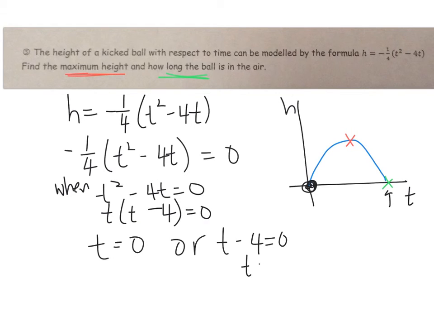I'm going to solve this equation, so t equals 4. And in this case, we're talking, I assume, about seconds. So it is after 4 seconds the ball is in the air. How long the ball's in the air, so it's 4 seconds. So this number right here is 4.